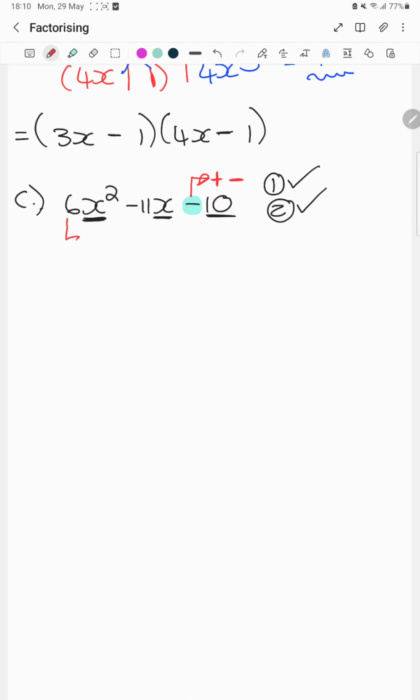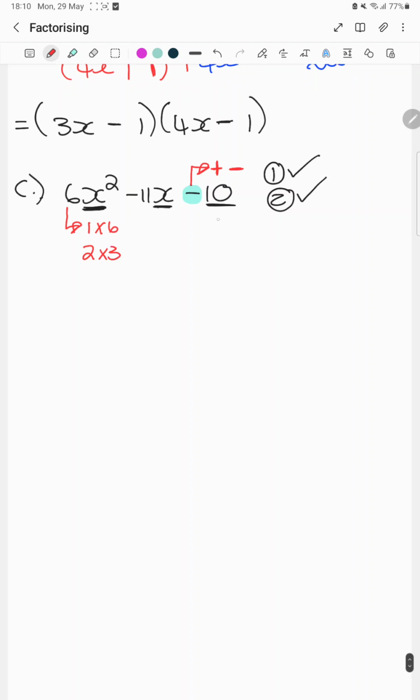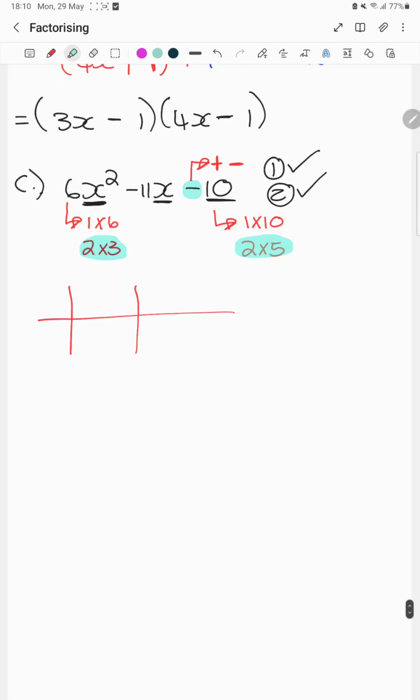So what times what will give me 6? I have 1 times 6 or 2 times 3. Then I do the same with my 10. What times what will give me 10? I have 1 times 10 and I have 2 times 5. Alright, so let's go and draw a table for myself. I'm going to first use my 2 and 3 and I'm going to use my 2 and 5.